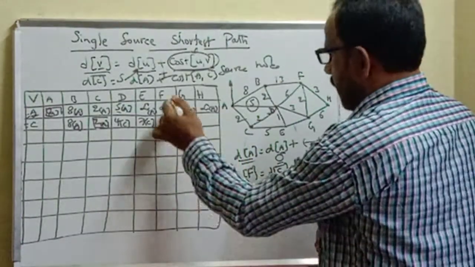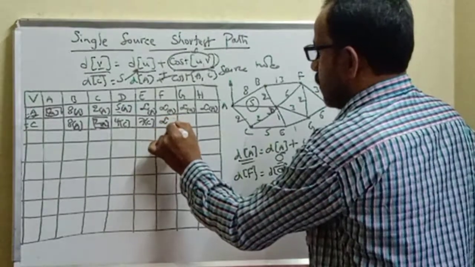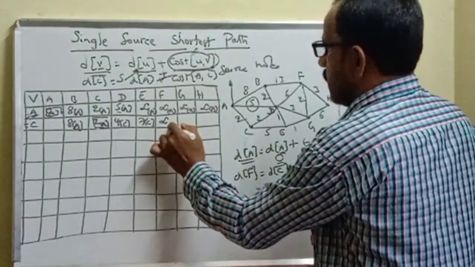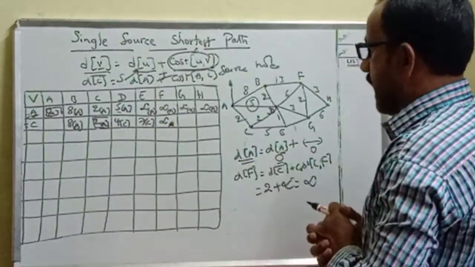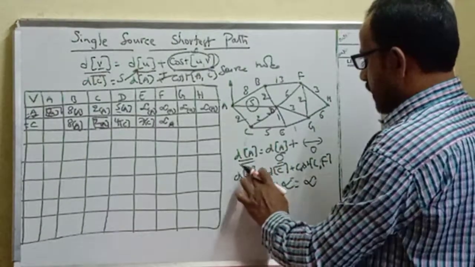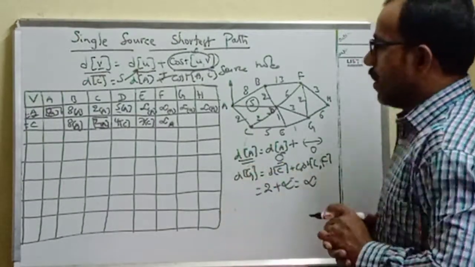Then same. Previous one is also infinite. Then there is no change happened in this value. So still put A as A is only the value. The next one is distance of G. What is D of G?